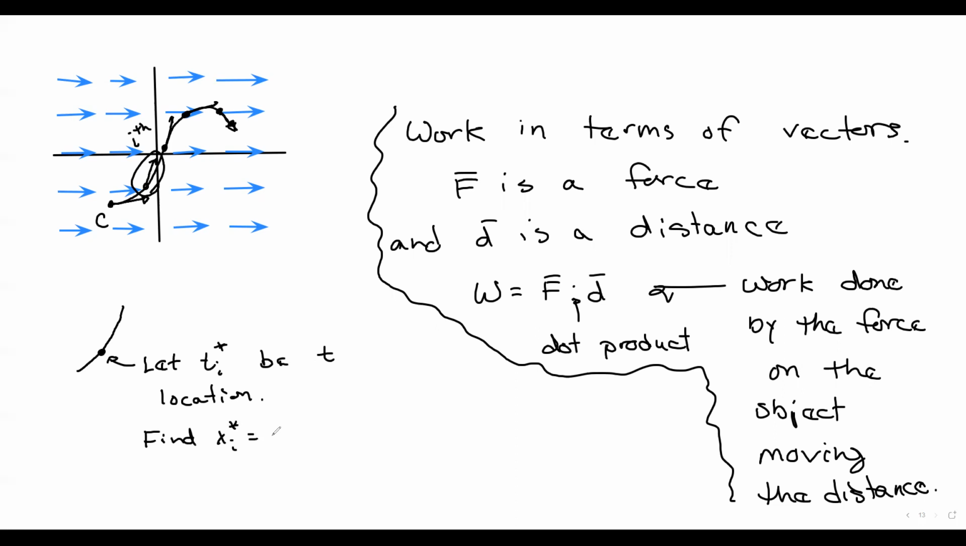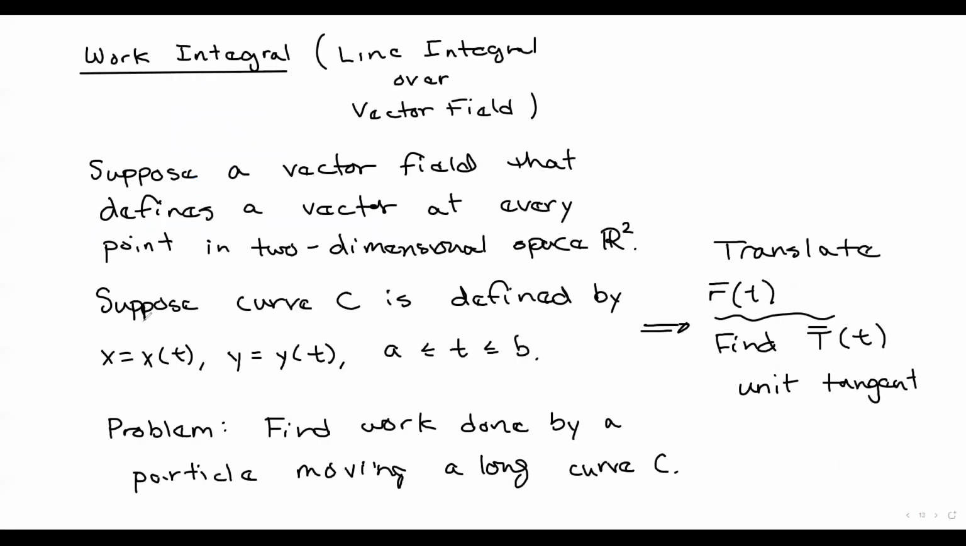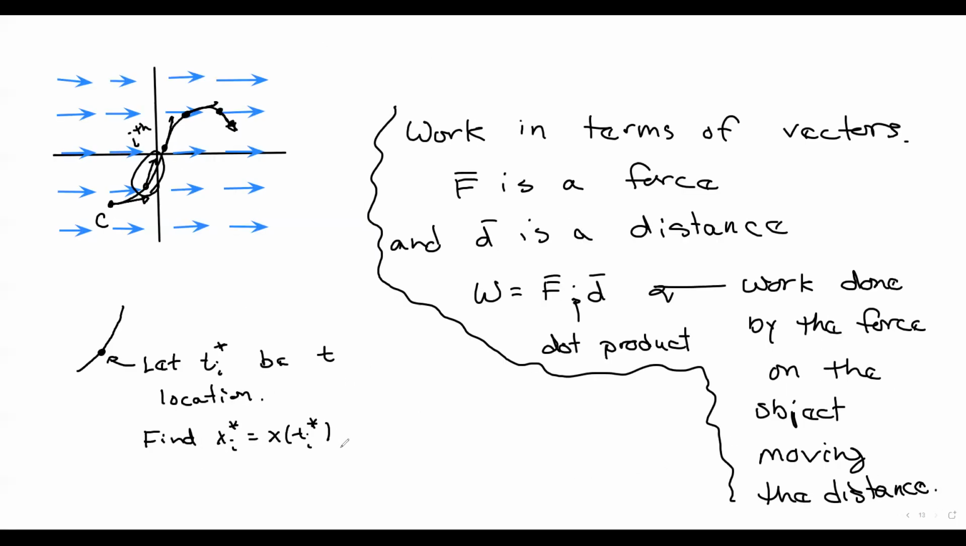x sub i star is going to equal x of t sub i star. So this, like I said, we're using all the tools here. We're using the parametric equations. And we've got y sub i star equals y of t sub i star. All right, and so that's going to give us the x and y.